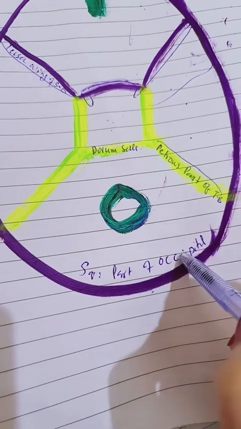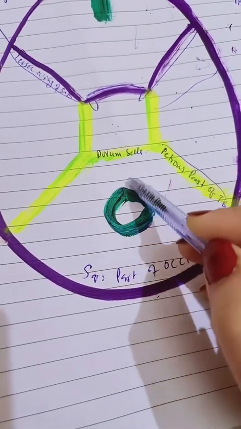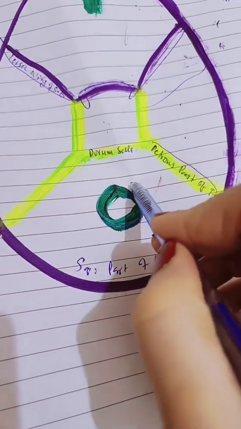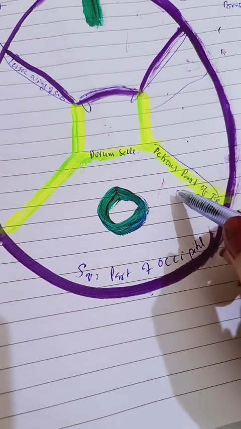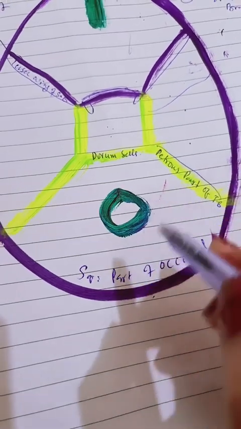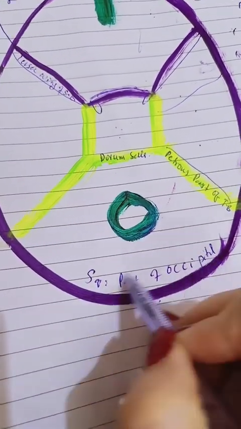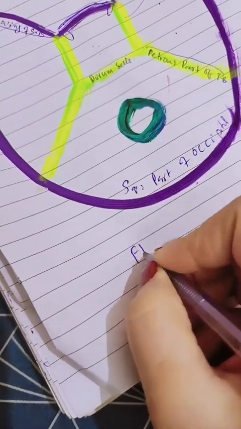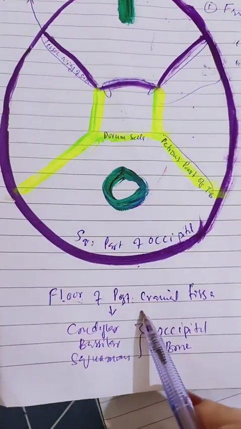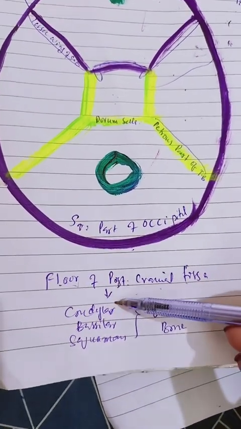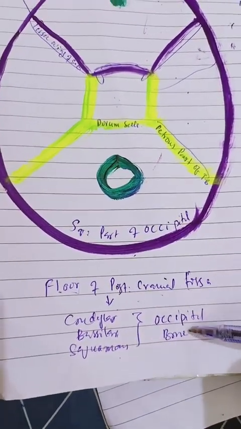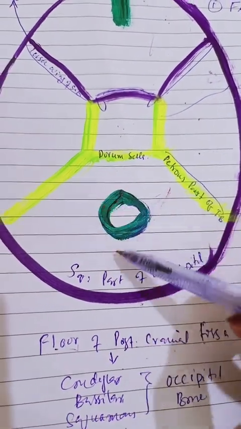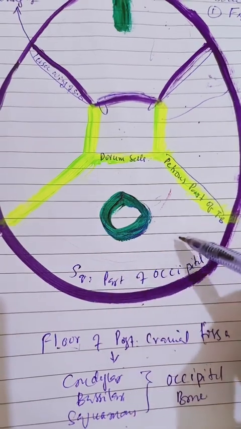Occipital bone including the condylar part of the occipital bone, the basilar part of the occipital bone, right, and the mastoid part of the temporal bone, okay, and the squamous part of the occipital bone. What will you say? So you can say the floor of the posterior cranial fossa is formed by the condylar, basilar and squamous parts of the occipital bone. This part is the basilar part, here is the condylar part and this whole is the squamous part of the occipital bone.